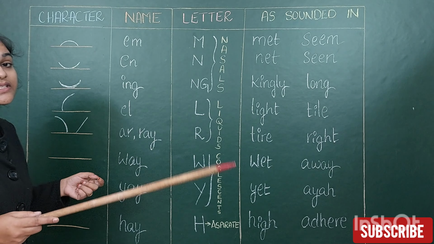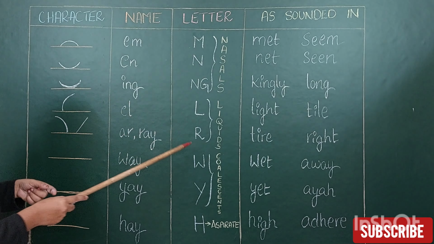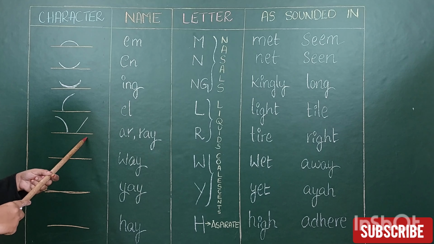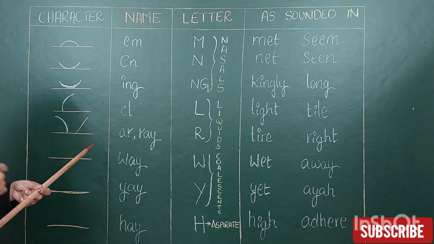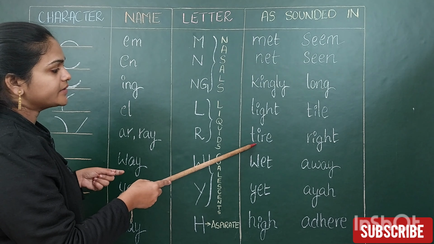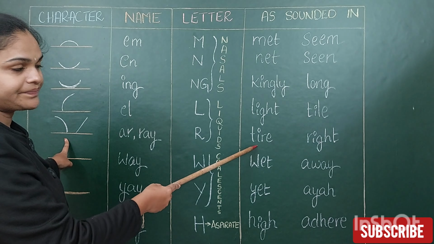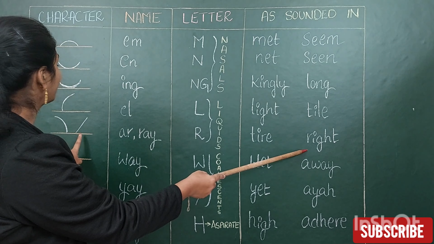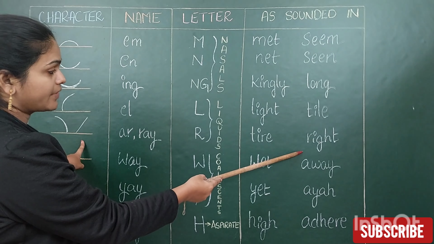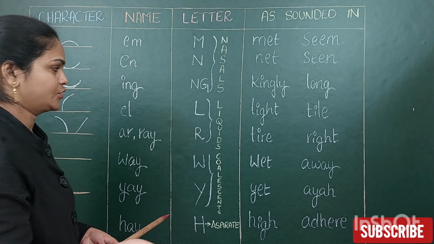So how will you represent L and R? L is represented by this stroke, and R you can write as this stroke or else this stroke. When you have to write like this and like this, I am going to explain in the next sessions. So "tire" means you write the first stroke, and "right" means you then write ray. I will explain in detail in the next sessions.